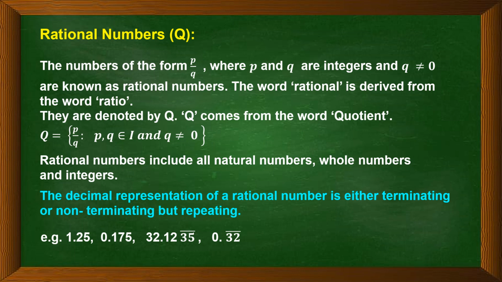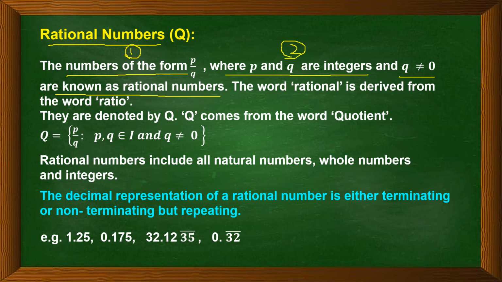Now further, what are rational numbers? The numbers of the form p by q, where p and q are integers and q is not equal to 0, are known as rational numbers. That means to call a number a rational number, there are three conditions which need to be fulfilled. The first one is the number should be of the form p by q. P and q are integers, and the third condition is q should not be equal to 0, because q is in the denominator and we cannot have 0 in the denominator, otherwise it becomes not defined.